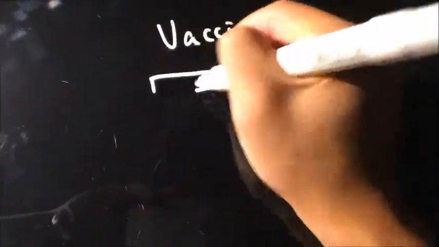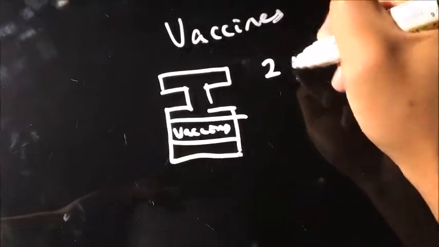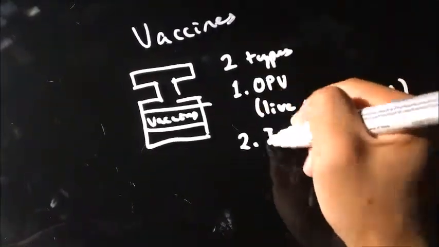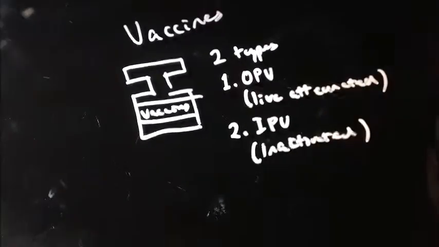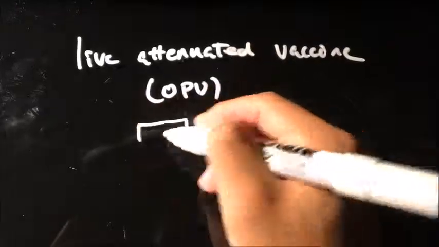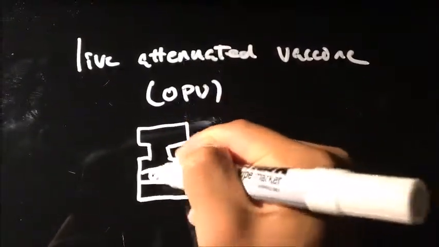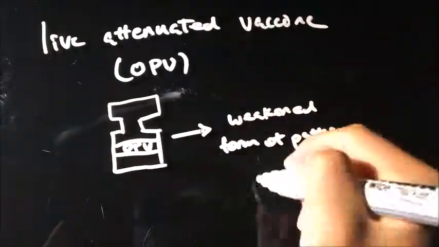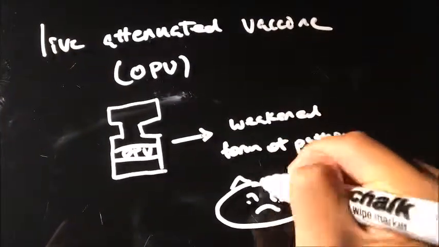Vaccinations. There are two types of vaccinations: live attenuated vaccine, also known as OPV, and inactivated vaccine, also known as IPV. Live attenuated vaccination is a weakened form of pathogen. However, it is still able to cause an infection and is able to replicate itself within the host. However, this is not noticeable.